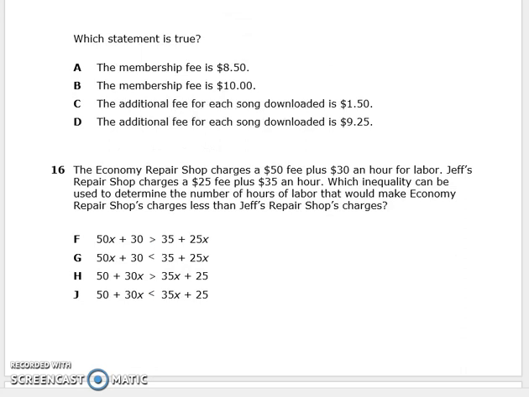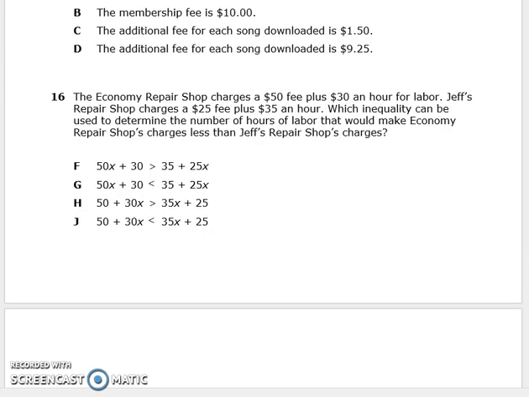Number 16. The Economy Repair Shop charges a $50 fee plus $30 an hour for labor. Jeff's Repair Shop charges a $25 fee plus $35 an hour. Which inequality can be used to determine the number of hours of labor that would make Economy Repair Shop charges less than Jeff's Repair Shop charges? F, G, H, or J?